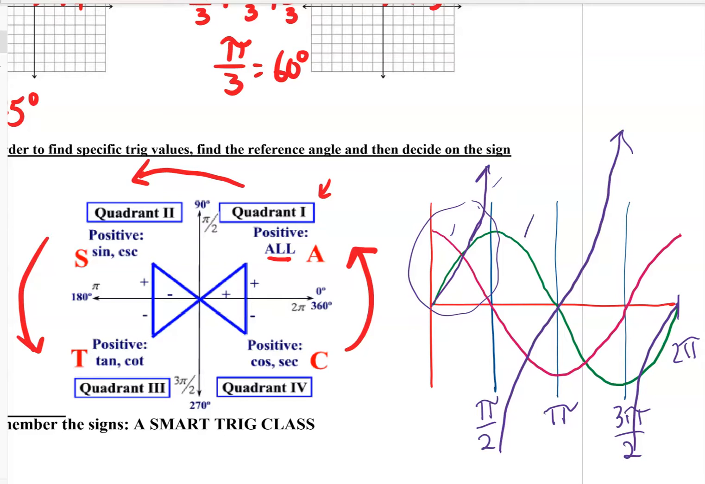In quadrant 2, only sine is positive. In quadrant 3, only tangent is positive. And in quadrant 4, only cosine is positive. Well, and, of course, cosine's inverse, 1 over cosine, is secant. So it's positive. So wherever the parent is positive, the inverse is also positive. So A, all. S, sine. T, tangent. C, cosine. An easy mnemonic for this is A smart trig class knows which values are positive in the quadrants.